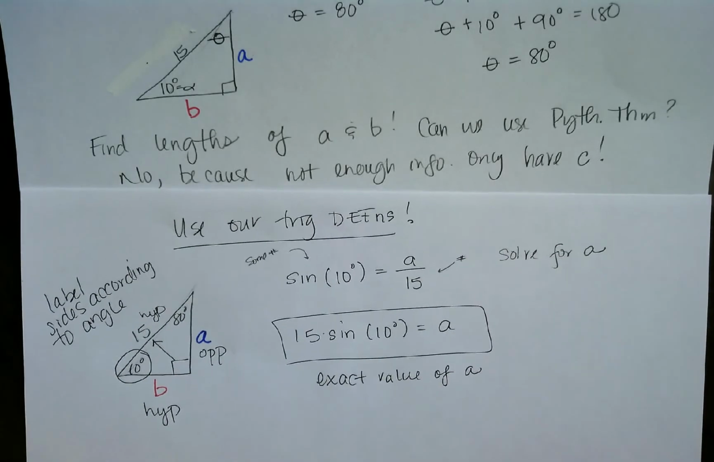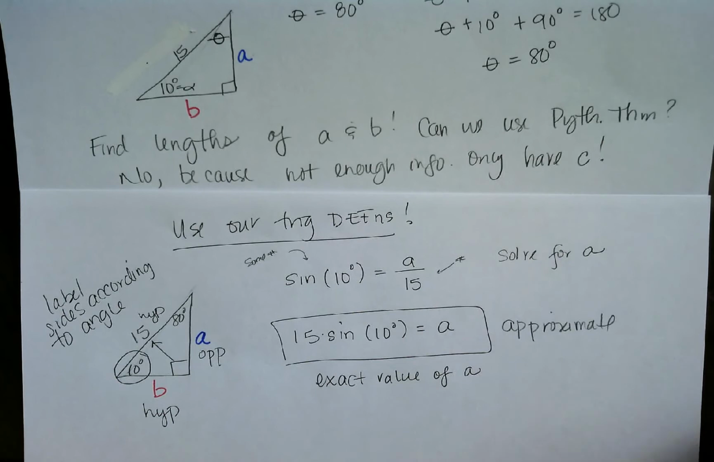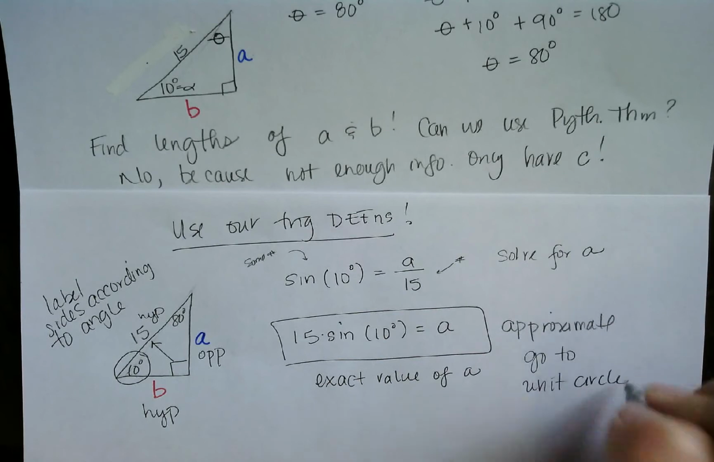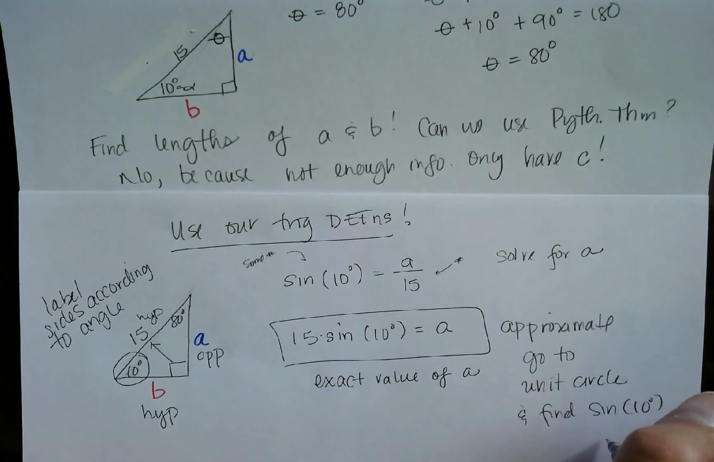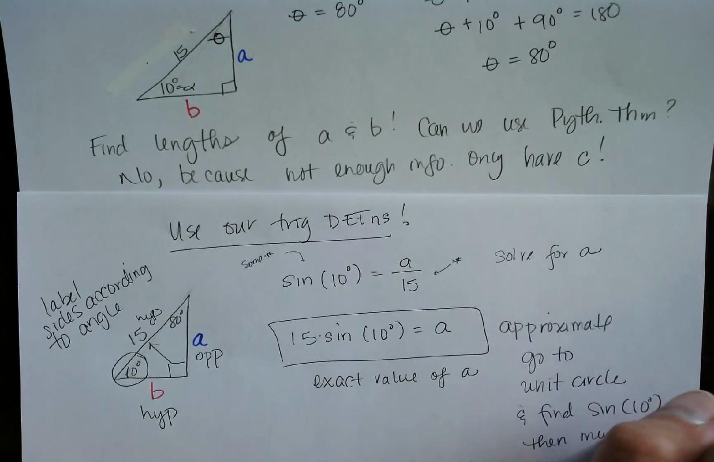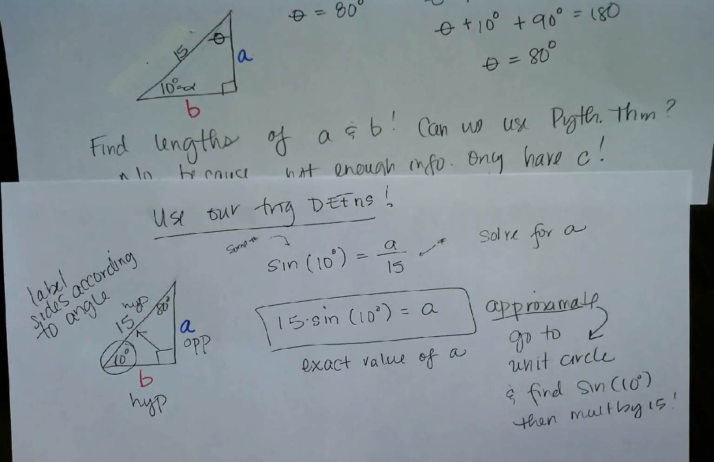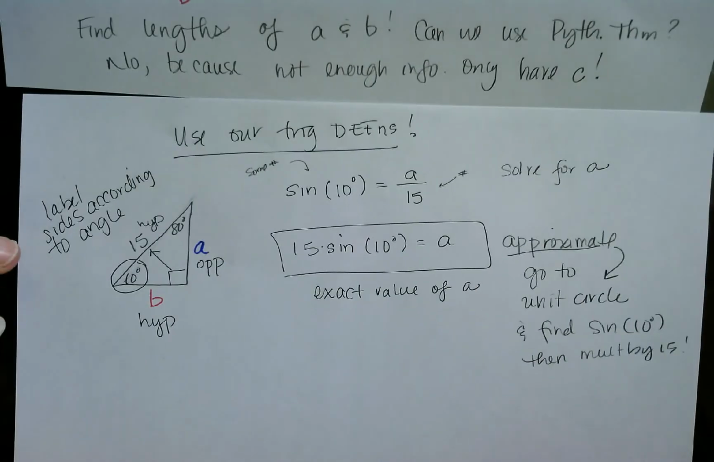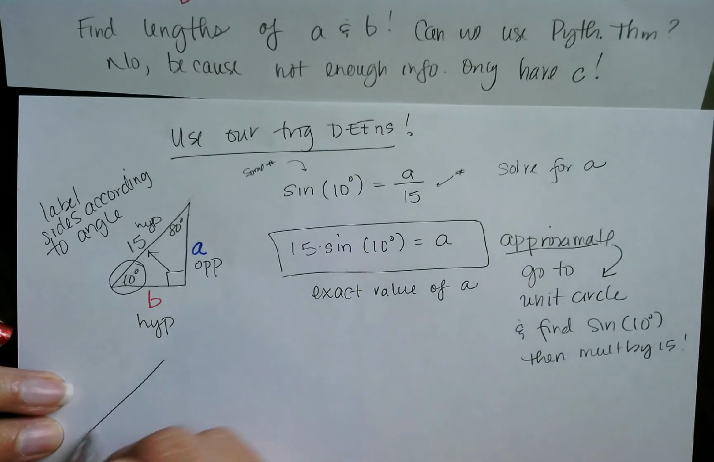You can either, if you want to approximate, okay, besides going to a calculator, go to unit circle and find sine of 10 degrees. And multiply by 15. That's if I wanted you to approximate. The exact value for A, that's what I want, so we can leave it alone. Okay? I'll let you guys do that on your own. Alright, now I want to do B. So, let's look at B. I'm going to draw a different triangle.